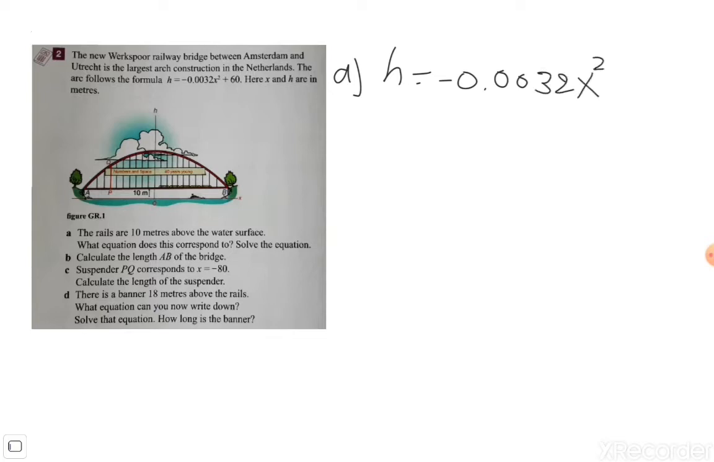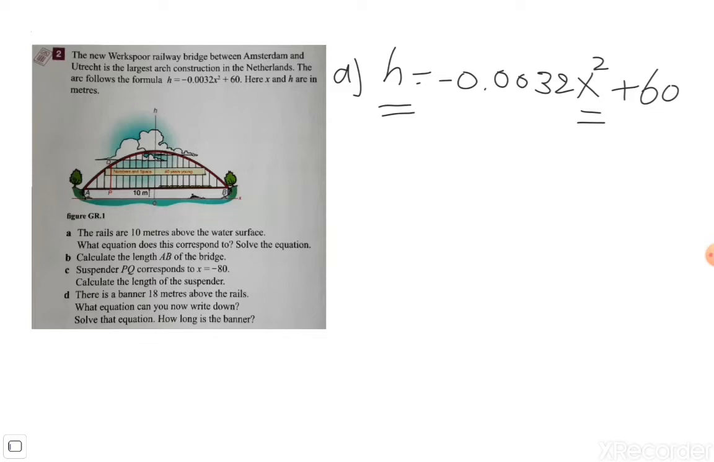To look at exercise A, you will find the formula h is equal to minus 0,0032x squared plus 60. So we can calculate the height of my arc to know our x, and x is on the horizontal line. But right now in the picture, we already know the height, and we want to know the x. So just the opposite of what we did last year.